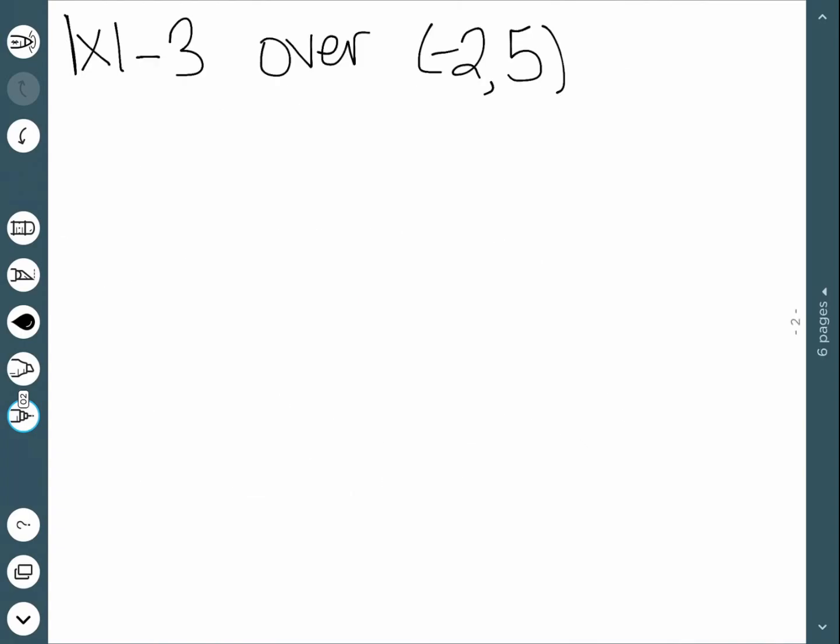For our first example, we want to find the average value of the function absolute value of x minus 3 over the interval negative 2 to 5. So our formula says we need to do 1 over the length of the interval, which will be 5 minus negative 2. We then do the integral from negative 2 to 5 of the absolute value of x minus 3.